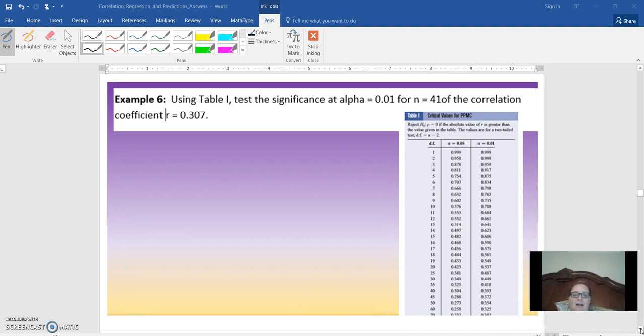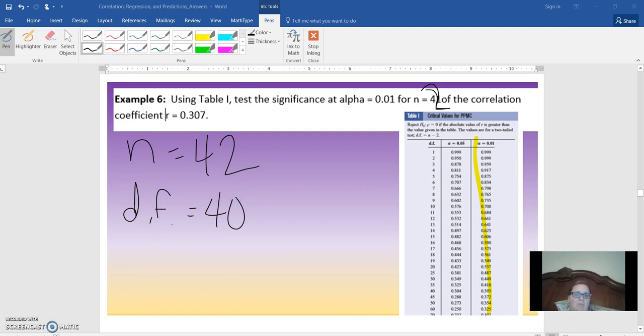All right, so we're going to use table I. Test the significance of alpha is 1, so this guy, for n equals 41. So actually, sorry guys, this should say 42. Okay, let's do n equals 42. That means the degrees of freedom are 40, and we're going to compare it to this r.